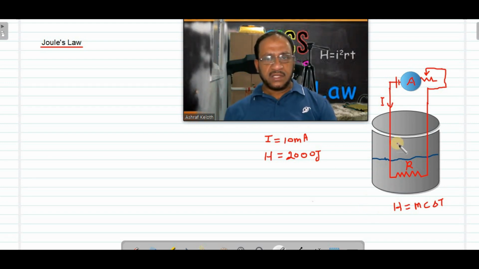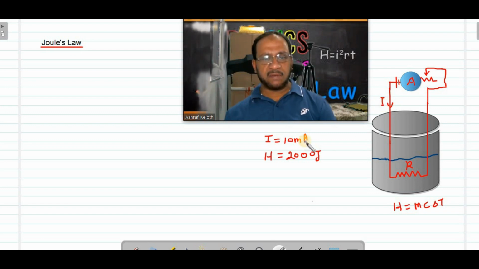Now, the second step of the experiment: I am adjusting this rheostat and increasing the current. Suppose the current is increased from the initial current, let it be I1, to I2. Now I am changing the current to 20 milliampere.